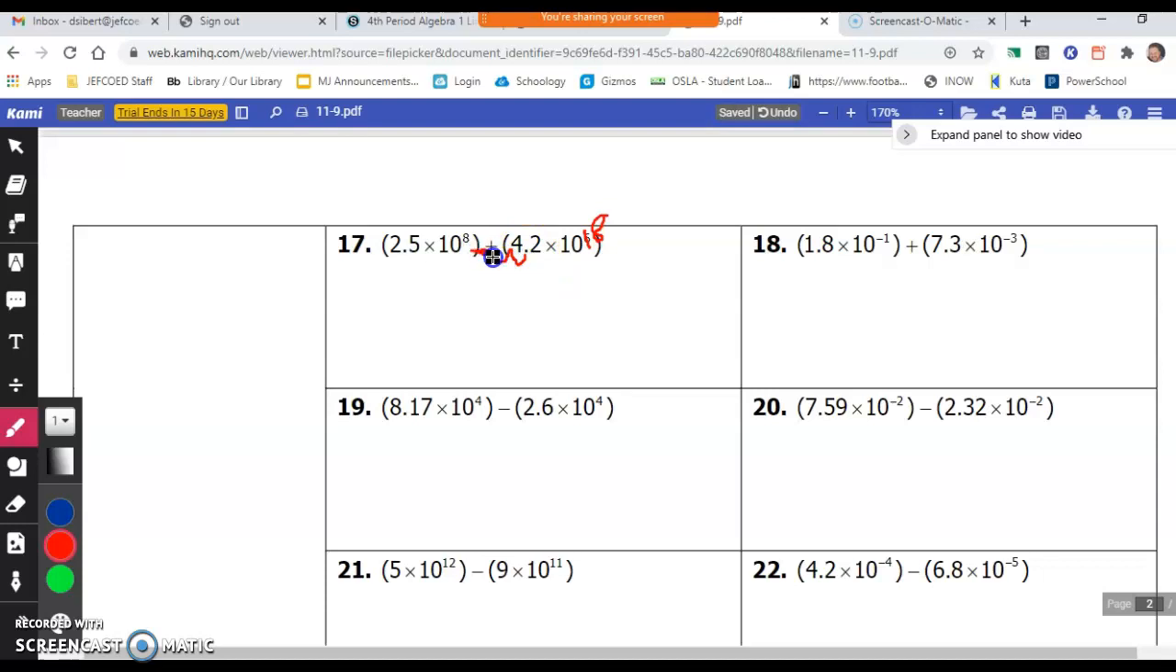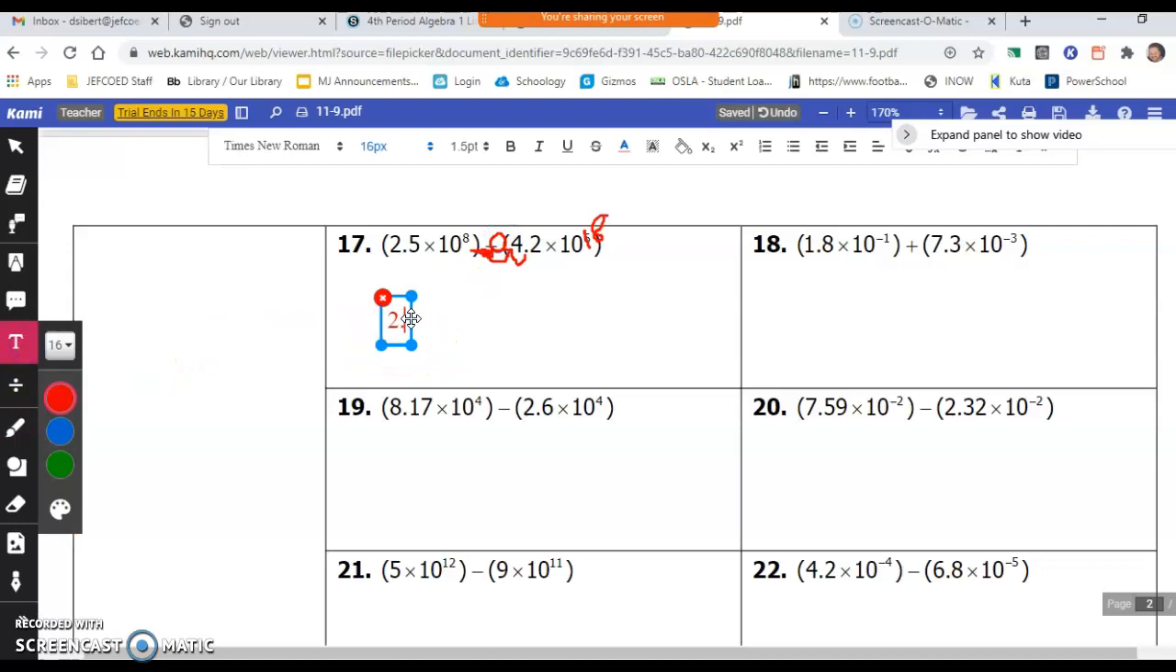And don't forget, when you have that gap, that extra place value is filled with a what? With a 0. So here we have 2.5 plus 0.042 equals, add these together, we get 2.542 times 10 raised to the power of 8.